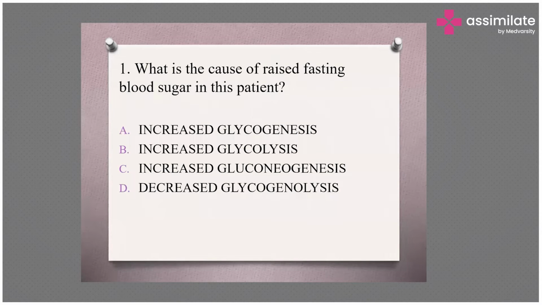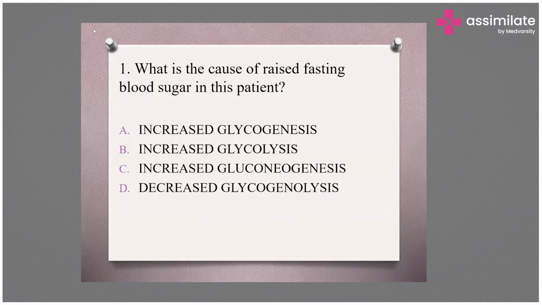Okay. So my first question to all of you is, what is the cause of raised fasting blood sugar in this patient? Is it due to increased glycogenesis, increased glycolysis, increased gluconeogenesis, or is it decreased glycogenolysis? Please write all your answers on the chat box. We'll be taking the question answers from there.